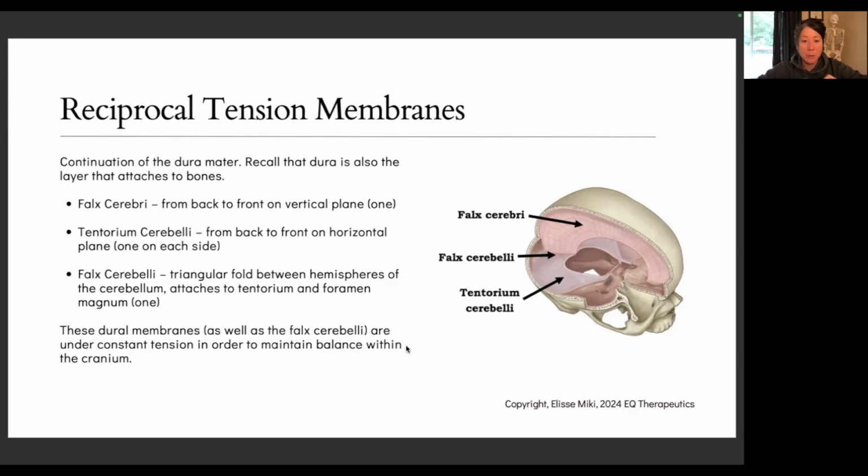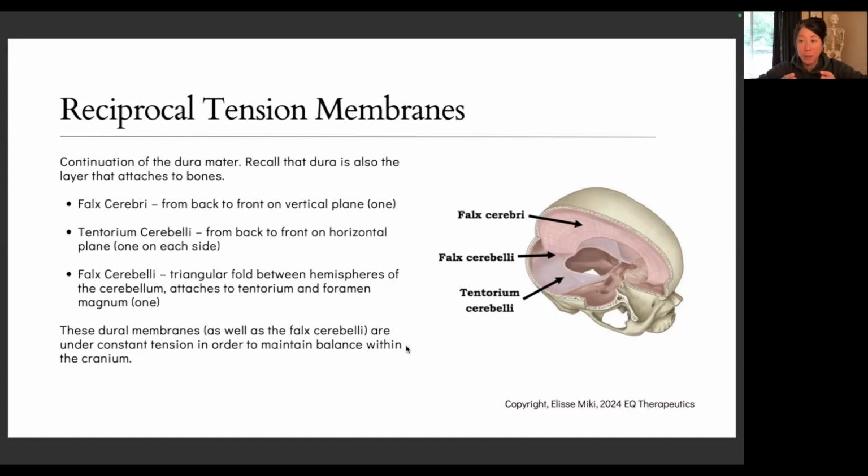Now, why are they called reciprocal tension membranes? Well, because they are all continuous with each other and they're joining up with each other. If we remember back to our lecture on fascia and the concepts around tensegrity, this is the same idea here. All of the membranes are continuous and joining with each other, so when we have tension to one side of the cranium, it's going to create an equal and opposite pull on the other side.